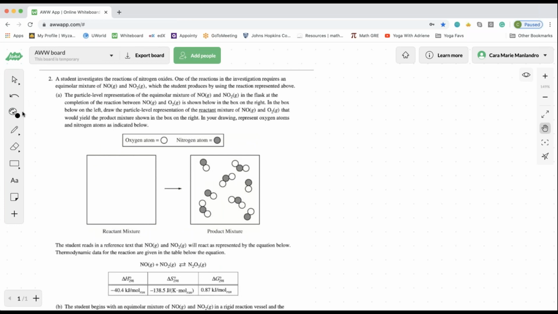So we're looking at a reaction of nitrogen oxides. We're looking at an equimolar mixture of NO and NO2. The particle level representation of the mixture is shown in the box on the right and the box on the left. We want to draw the representation of the reactant mixture of NO and O2 that would lead to the product mixture. Does anybody have any clue what they're trying to get us to do here?